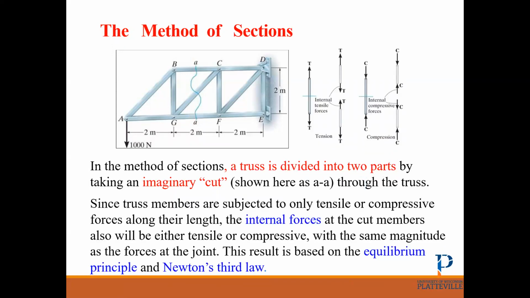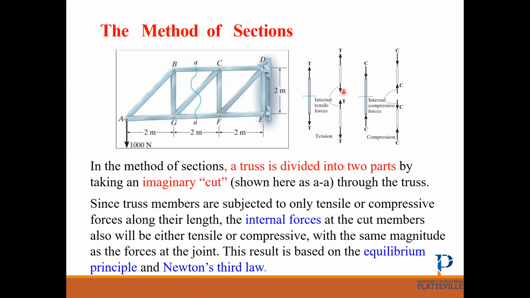So we know all the members in the truss are either in tension or in compression. Based on how we cut, we can draw tension or compression. Again, if you don't know whether these truss members are in tension or compression, you can just assume they are in tension. If you get a negative, it means it's in compression.